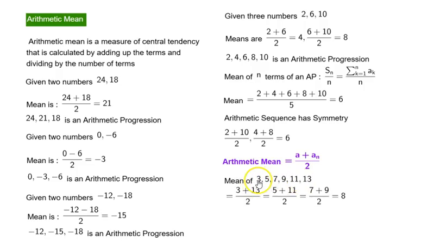Let's look at this arithmetic progression. The mean of this progression is (3 + 13)/2, or (5 + 11)/2, or (7 + 9)/2. In each case, it will be equal to 8.